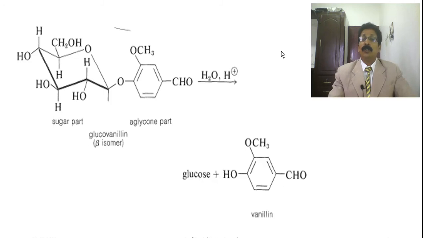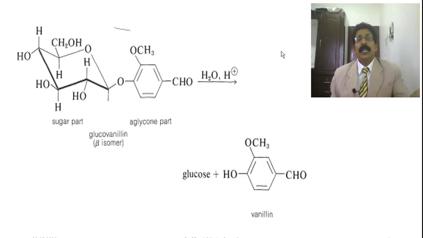According to the glucose, you may know glucose has 4 chiral carbon atoms. If chiral carbon atoms are there, you can find out how many isomers will be there; the formula is 2 to the power of n. You might have studied this in your organic chemistry. So it is a beta isomer and also it is a glucovanillin.